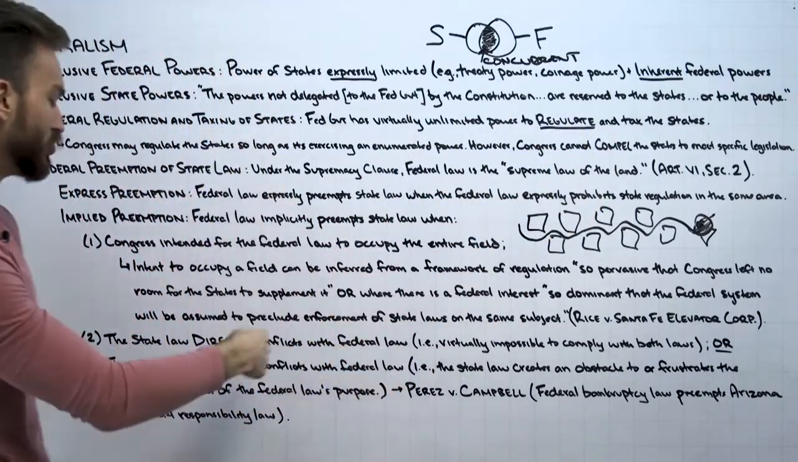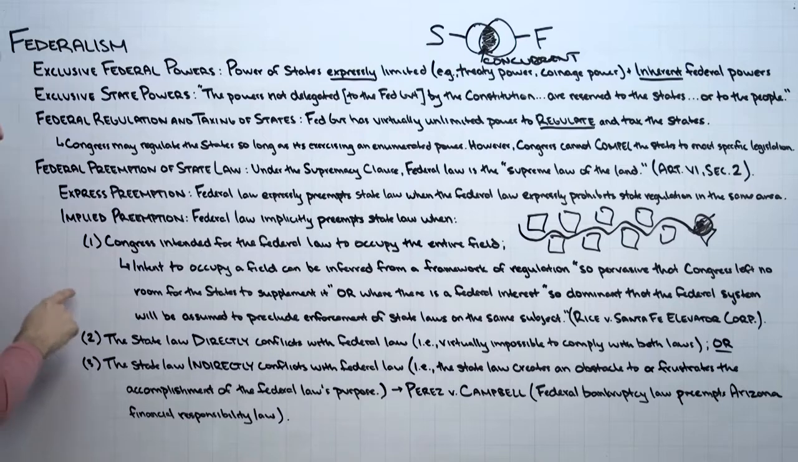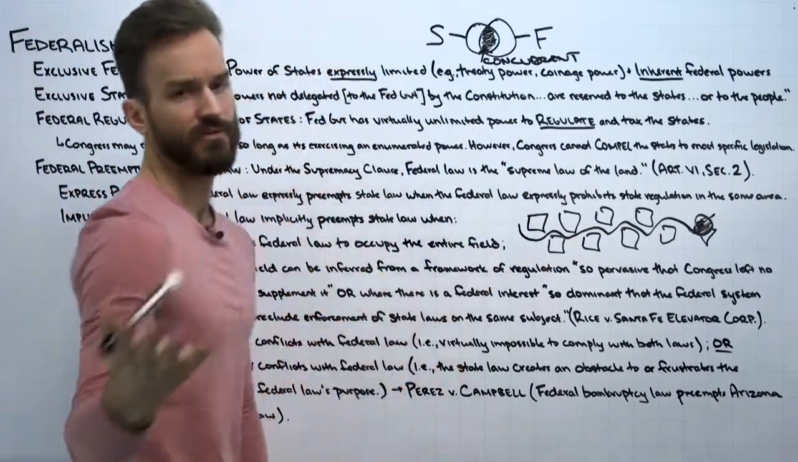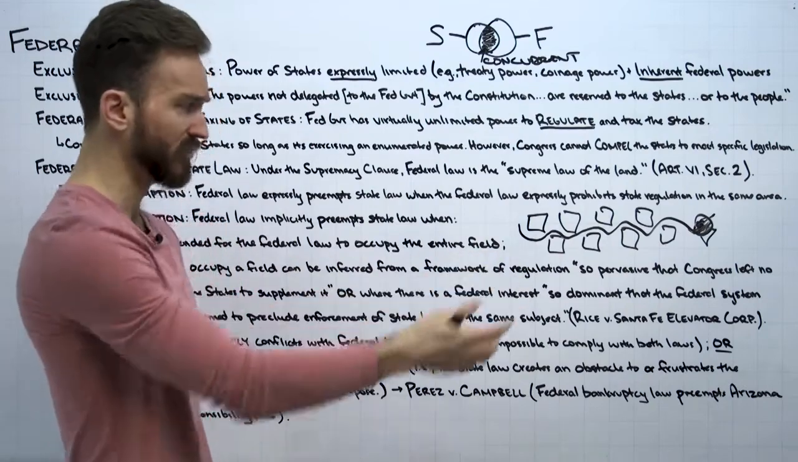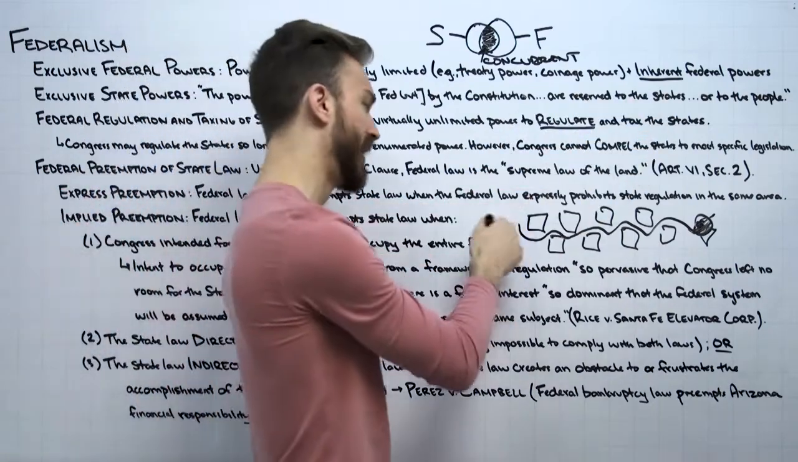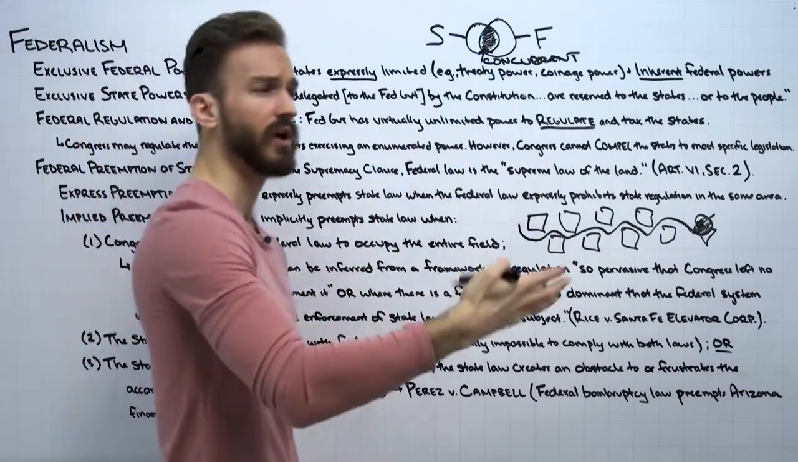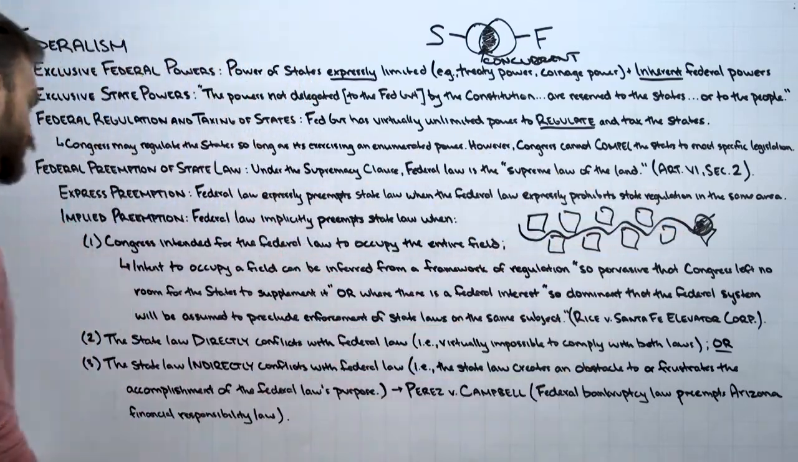It's very easy usually to see direct conflicts. If you have a law that you cannot comply with both at the same time, the federal law controls. Under the Supremacy Clause, federal law is the supreme law of the land. Federal law is going to preempt the state law. You treat the state law as void, federal law controls.